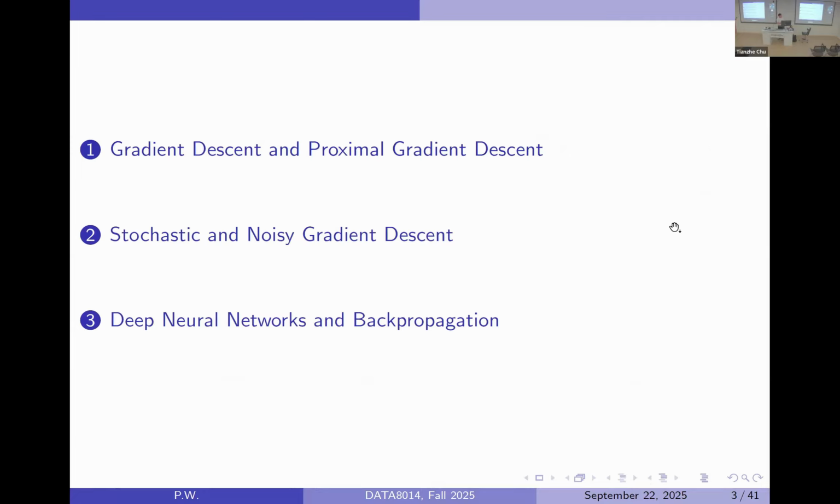Okay, we can get started. Today our lecture will mainly consist of three sections. In the first section, I will review gradient descent and proximal gradient descent. In the second section, we will take a look at stochastic and noisy gradient descent. And in the final section, we will go from the optimization method to deep neural networks and also backpropagation.